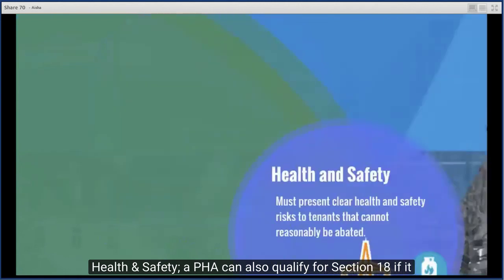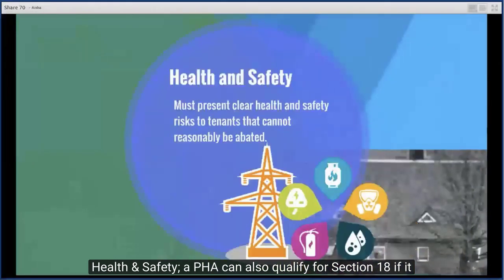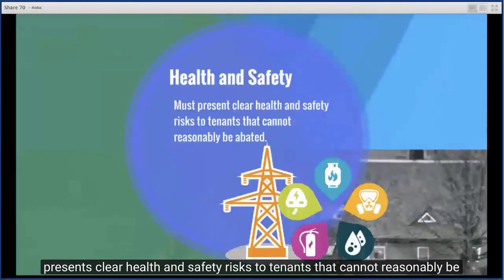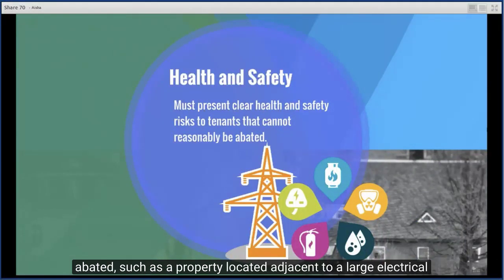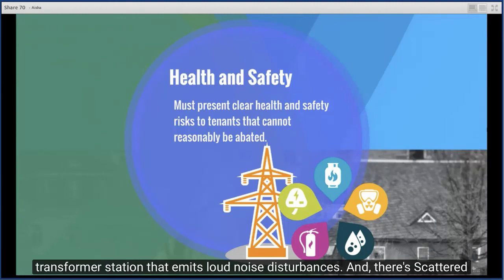The next is health and safety. A PHA can also qualify for Section 18 if it presents clear health and safety risks to tenants that cannot reasonably be abated, such as a property located adjacent to a large electrical transformer station that emits loud noise disturbances.